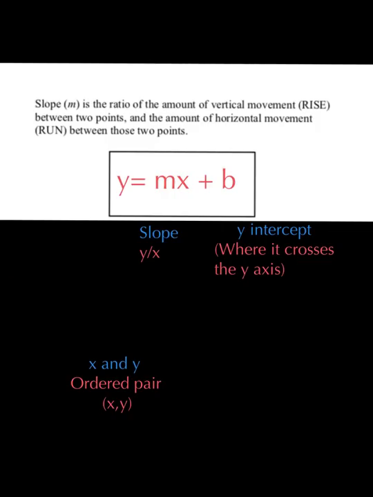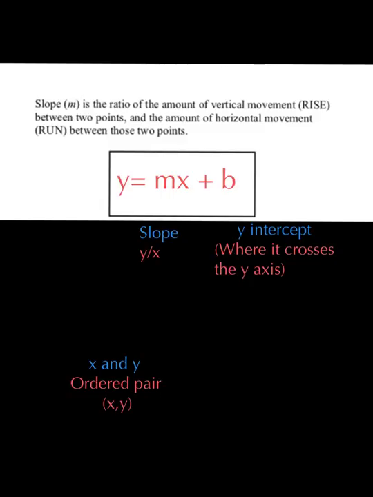Alright, so before we start getting into this, we need to really know what slope is. Slope is simply how steep a line is. So the actual definition, slope is the ratio of the amount of vertical movement, the rise, between 2 points, and the amount of horizontal movement, the run, between those 2 points.